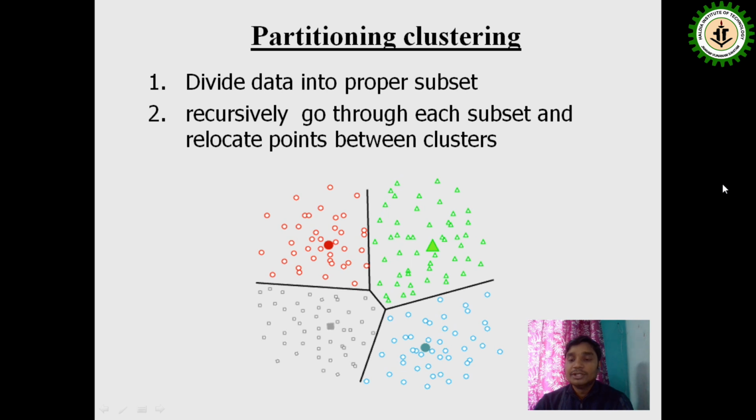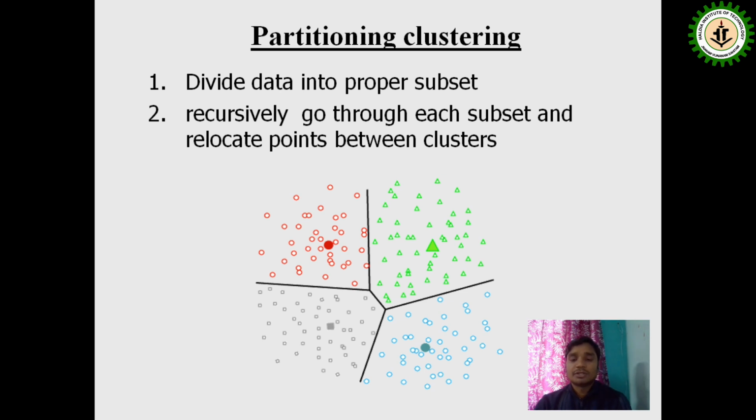The partitioning clustering method is a type of clustering that divides data into non-hierarchical groups. It is also known as the centroid based method. The most common example of partitioning clustering is the k-means algorithm. In this, the data set is divided into a set of k groups, where k is used to define the number of predefined groups.